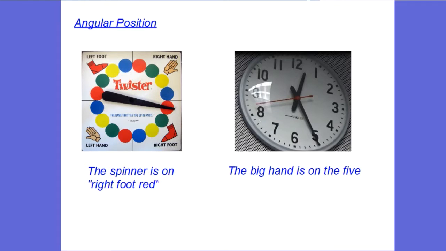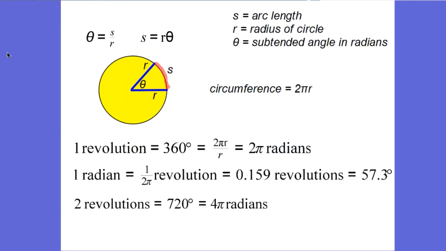Let's first look at angular position. How do we describe where on the circle we are? There's lots of ways to do it. Here's two examples. With my twister game, I could say my spinner is on right foot red. Or with my clock, I could say the big hand is on the 5. Both of those describe where something is in the circle. But the conventional way of doing it is to use geometry.